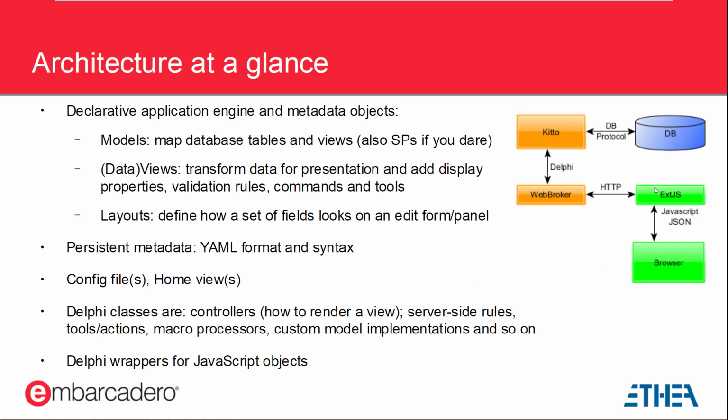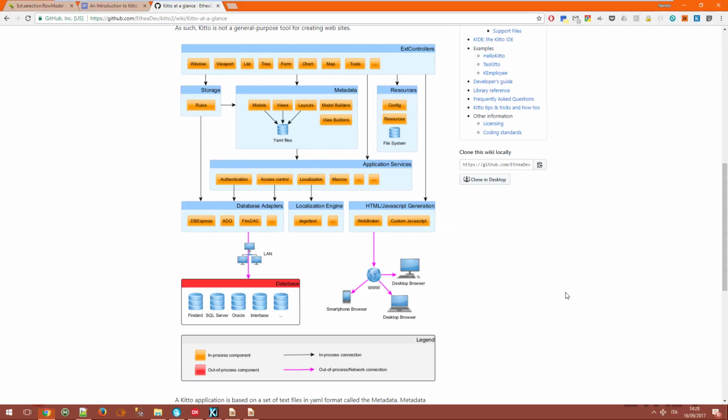This picture is a high-level representation of the architecture of a Kitto application. Orange boxes are parts inside the Delphi application. Green boxes represent the parts that run inside the web browser. If we zoom in, we can see where each piece fits in. Let's move to the Kitto wiki. In this second diagram, all blue blocks are inside the Kitto application itself, while other blocks are out-of-process or network-connected objects. The architecture is layered.